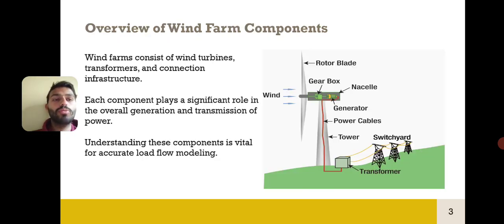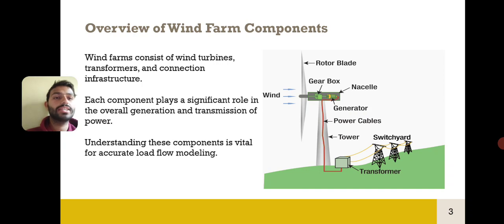Overview of wind farm components. These are the components which are used in wind energy. Wind farms consist of wind turbines, transformers, and connection infrastructure. Each component plays a significant role in the overall generation and transmission of power. Understanding these components is vital for accurate load flow modeling.